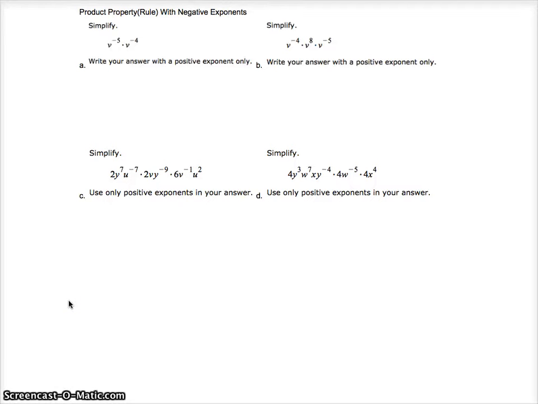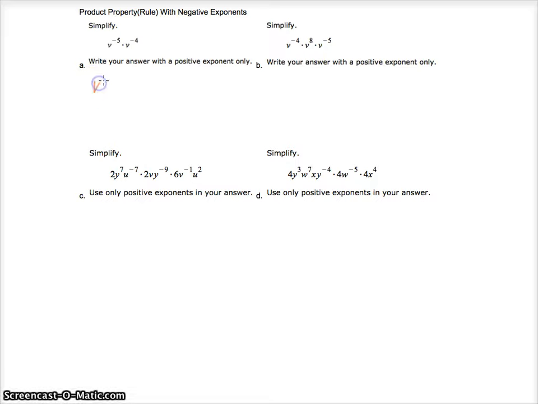Hello, welcome to the product property, or product rule, with negative exponents. So we're going to apply the product rule and we're going to apply the negative exponents rule. So first you want to apply your product rule. So we're going to have v to the negative 5 times v to the negative 4.